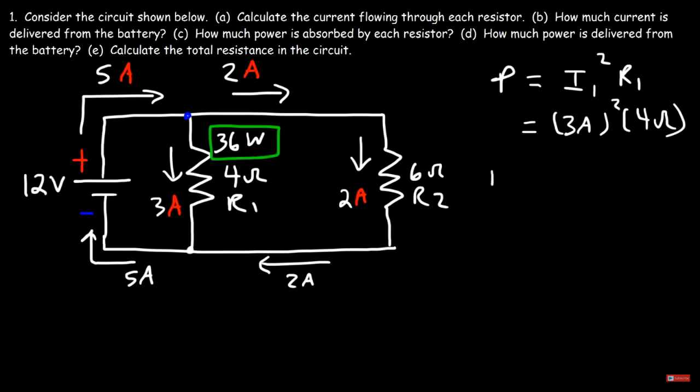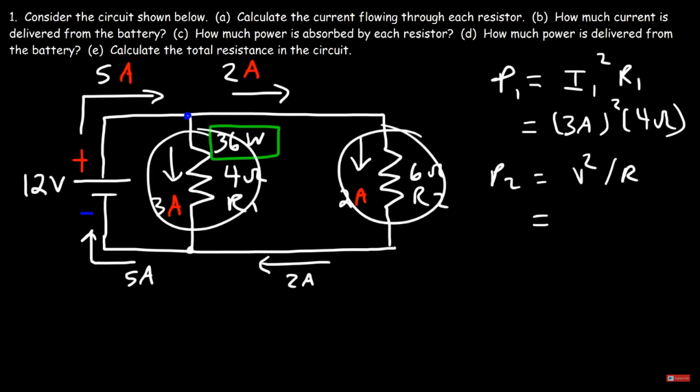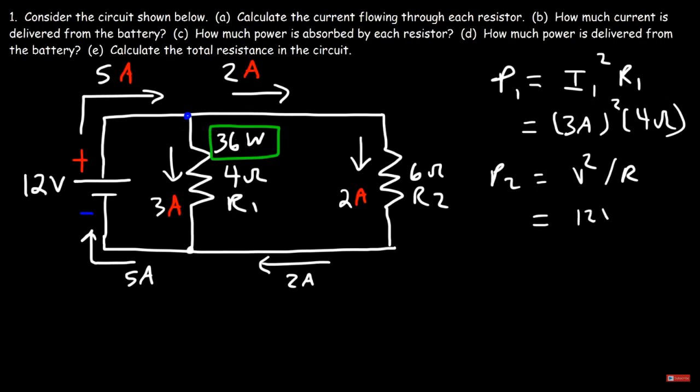Now let's focus on R2. Now, another equation I'm going to use is V squared divided by R. In a parallel circuit, the voltage of each resistor is the same. It's equal to the voltage of the battery. So we have 12 volts across that resistor, and then we're going to divide it by R2, which is 6 ohms. So 12 divided by 6 is 2, and 2 times the other 12 is 24.